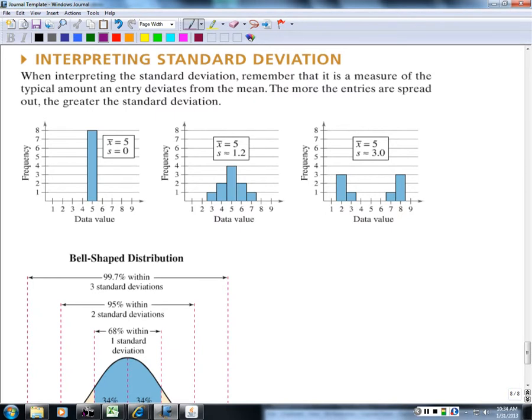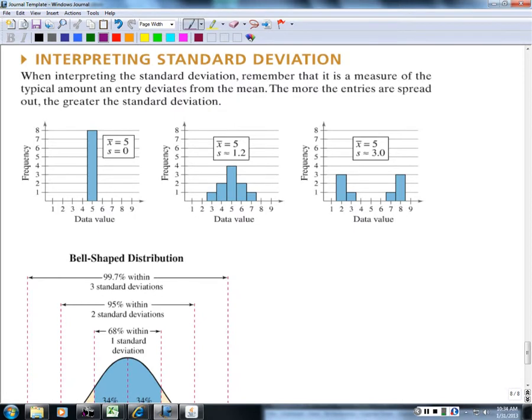This one right here has a mean of 5 and a standard deviation of 1.2. Which means that I have an equal number of values to the left and to the right, and they're either going to be 1.2 away from the mean, or 2.4 away from the mean, or 3.6 away from the mean.